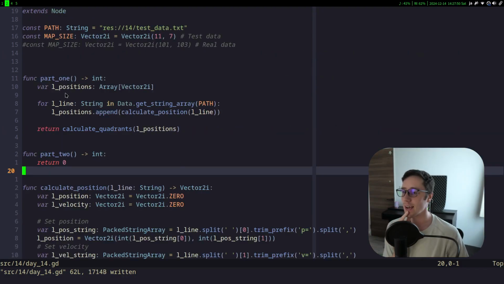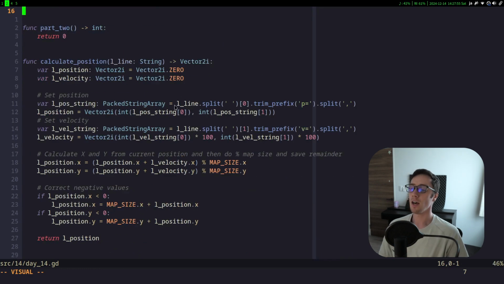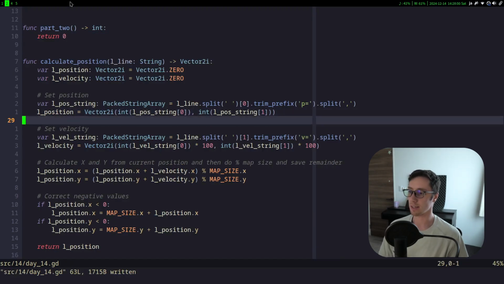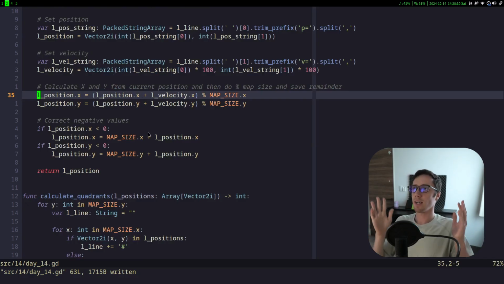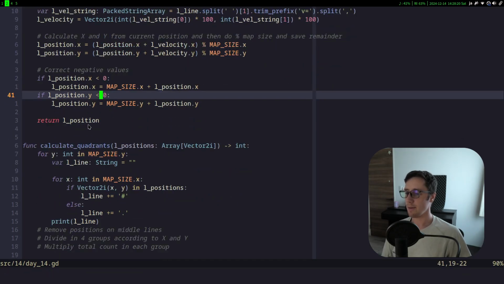Okay, and this is the code that I have so far. We create a variable with positions, go over every line and calculate the position of it. We handle the string inside this function as well to get the coordinates and the velocity, and the velocity we directly multiply by 100. Then for the position, we do the percentage sign with map size x and map size y. But to make certain that the negative values don't stay negative, we add the map size to the position if it's under 0. And then we return the position.